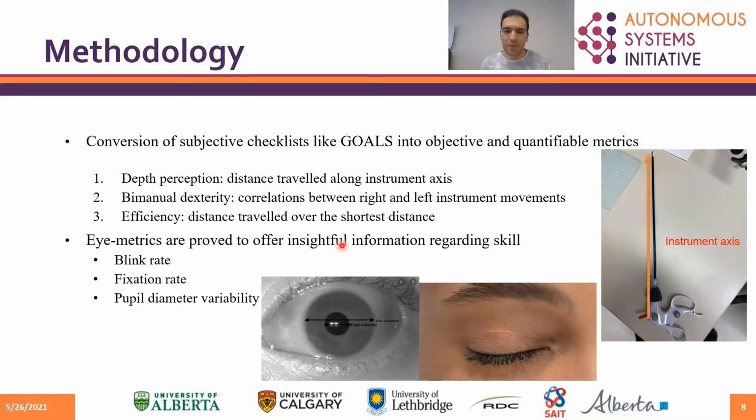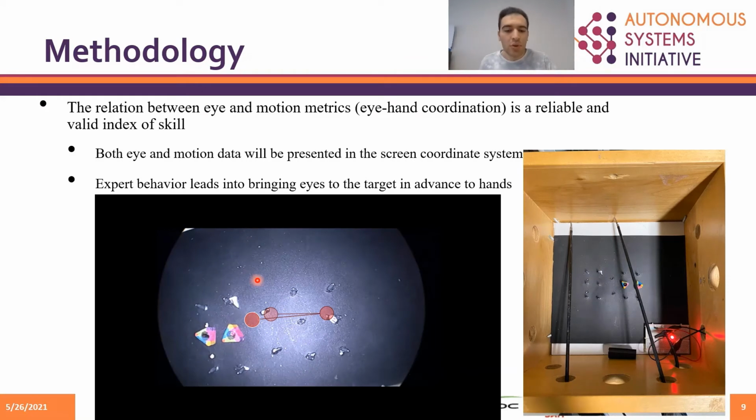Also, eye metrics are proven to offer meaningful information about skills, and we want to measure blink rate, fixation rate, and pupil diameter variability. In this short clip, I want to show you how expertise is developed with the aid of eye-hand coordination. The participant tries to move these pegs from left to right, and the red circle shows gaze. As you can see, the red circle arrives at the target in advance of the tool, which shows expert behavior. And this circuit is, as I told you, for data synchronization, and the LED shows that data collection has started.